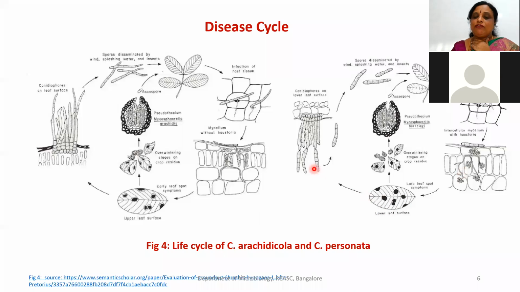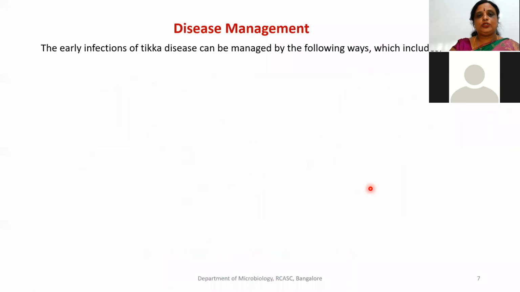And at the lower surface of this particular spot, if you observe this, you have to remember this conidiophore is forming at the upper surface of the leaf, whereas in case of personata, it is forming at the lower surface of the leaf. These conidiophores are produced at the lower surface of the leaf, and these conidia which have been formed, once they have been disseminated through rain or wind or insects or any other mode, once they come in contact with a healthy plant, the cycle continues. This is about the life cycle of Cercospora arachidicola and Cercospora personata.